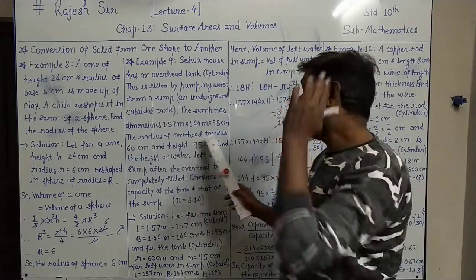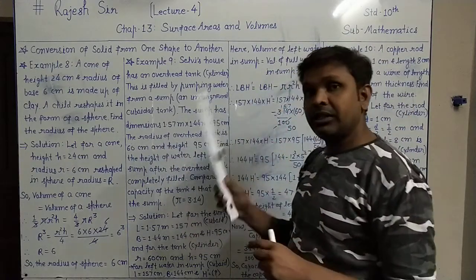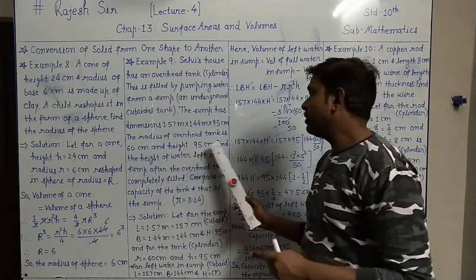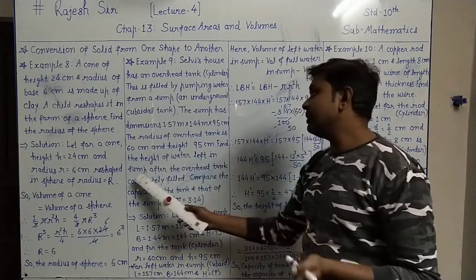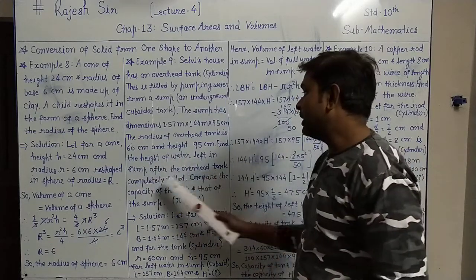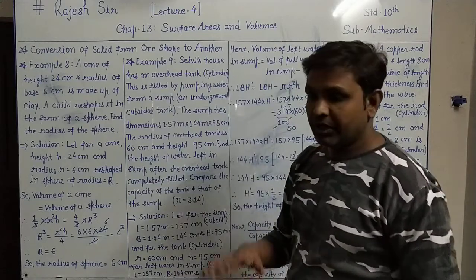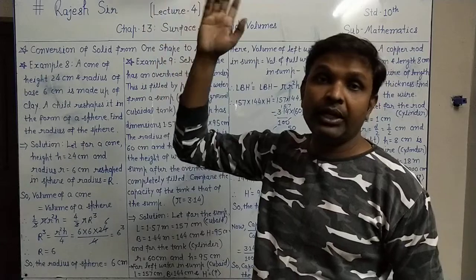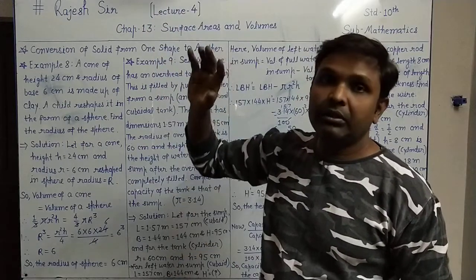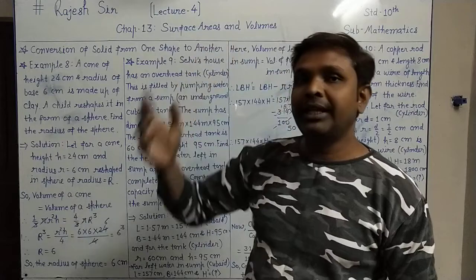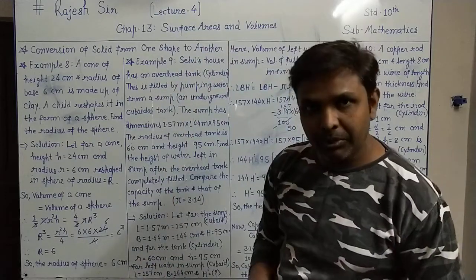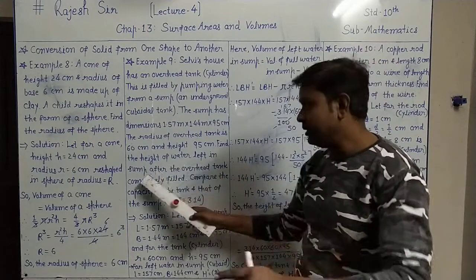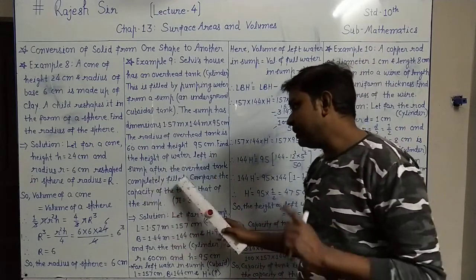And the radius of the overhead tank, which is cylindrical in shape, is 60 centimeter and its height is 95 centimeter. Find the height of the water left in the sump after the overhead tank is completely filled. If the sump is completely filled with water and we are filling the overhead tank by pumping, after the overhead tank is completely filled, some water is left in the sump, and that water's height we want to find out.